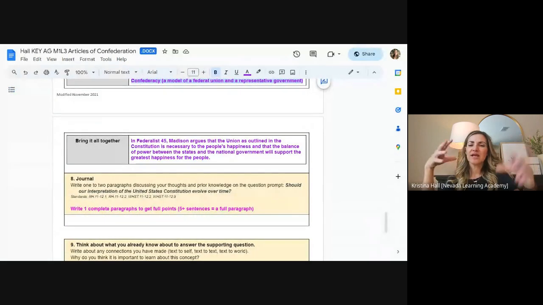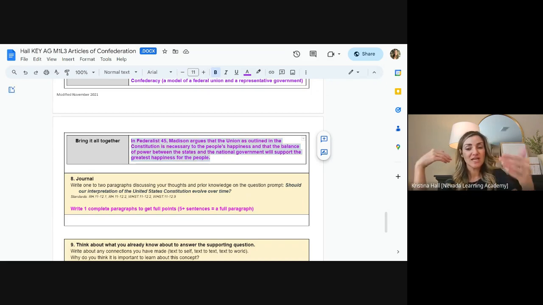And then kind of bringing it up, so summing it up, which should basically be bits and pieces from the three. What is it about? In Federalist 45, Madison argues that the Union as outlined in the Constitution is necessary to the people's happiness, and the balance of power between states and national government will support the greatest happiness. They're like, we want to ensure states from being too radical. We want to ensure our protection, but also make sure that the federal government is actually protecting you, not controlling you. And we feel that we have done that with these checks and balances.